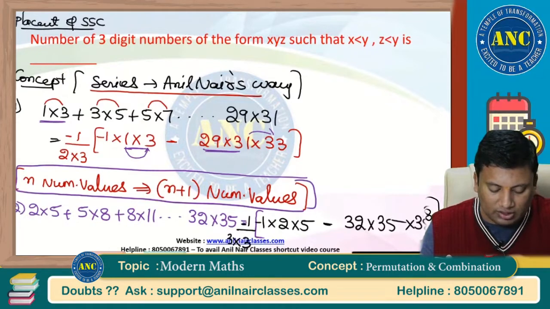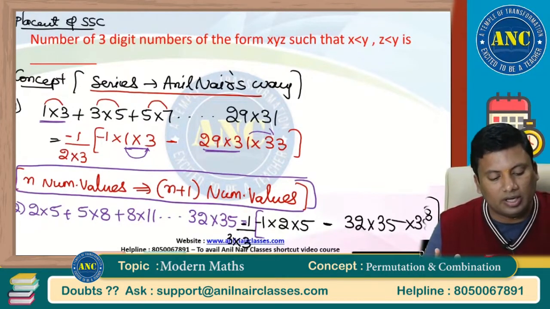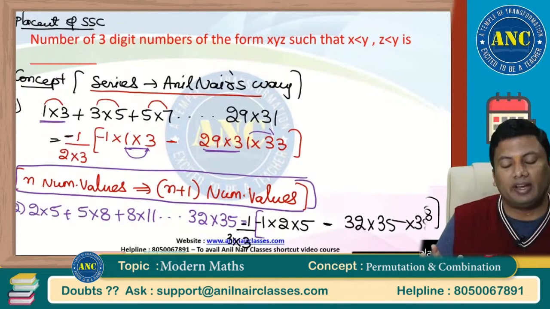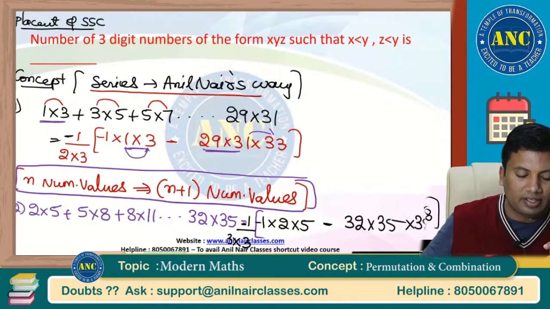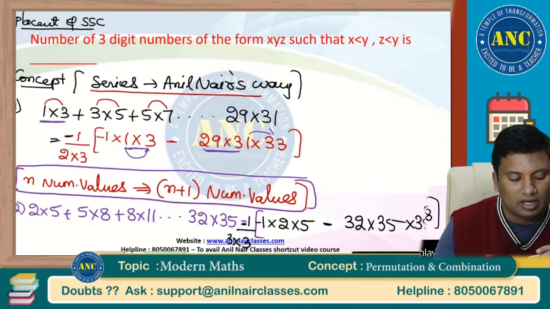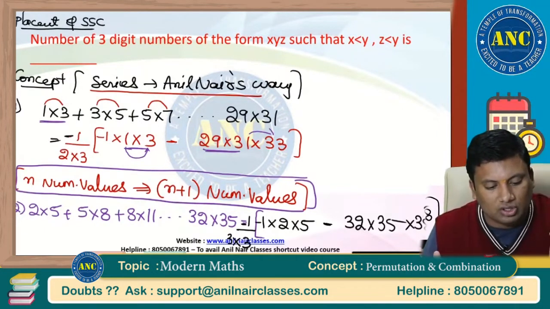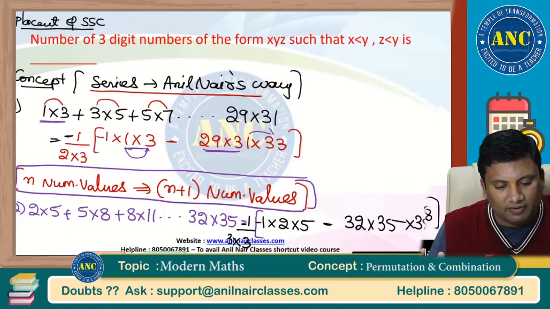Minus, minus. Why did the outside minus come? Negative, negative. If I add, I will get negative, and negative into negative is positive. If you know this shortcut, you will get this answer very, very fast. Let us see.